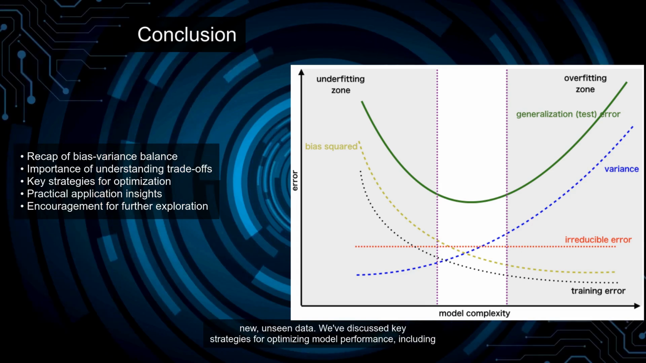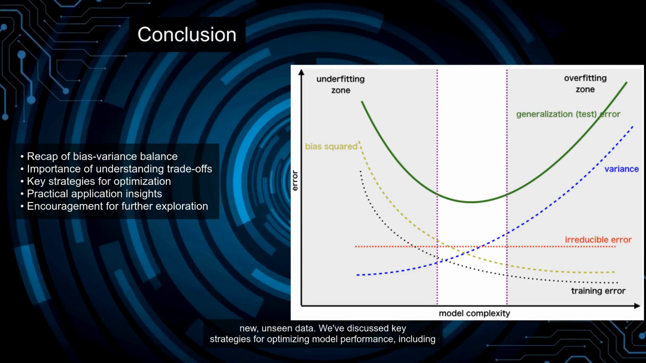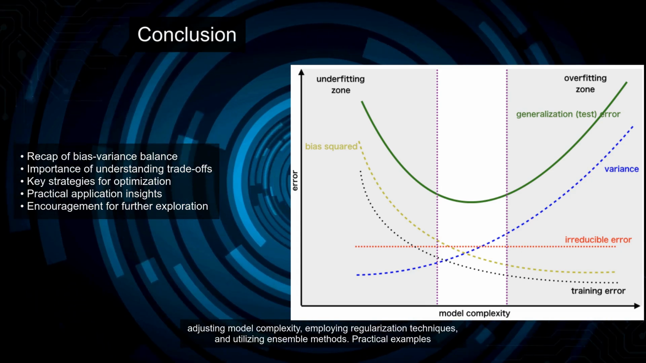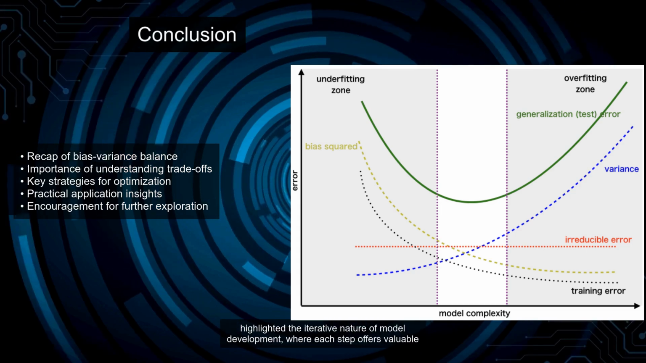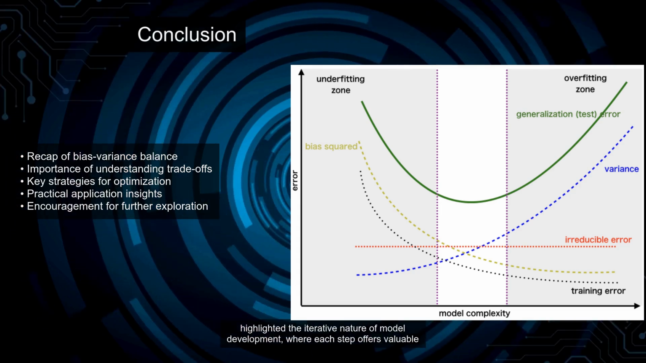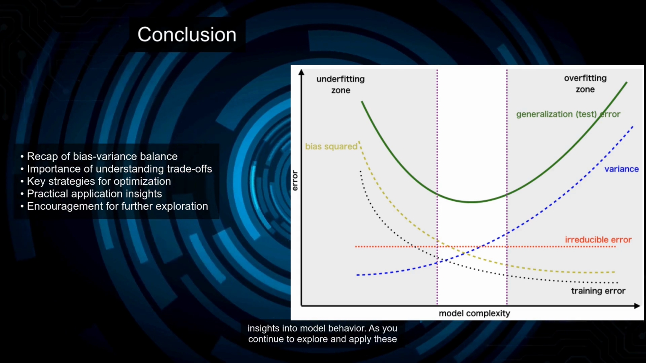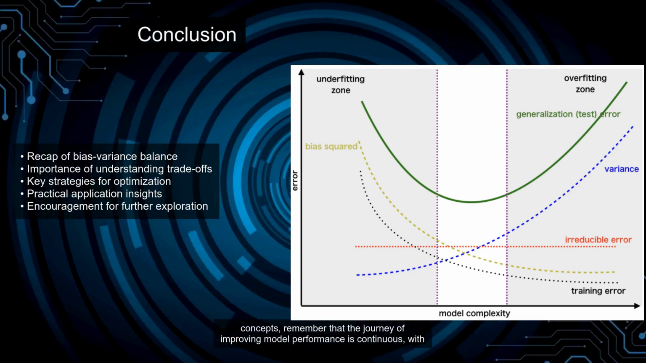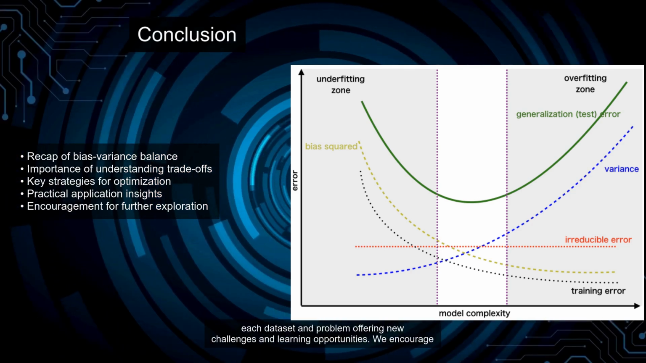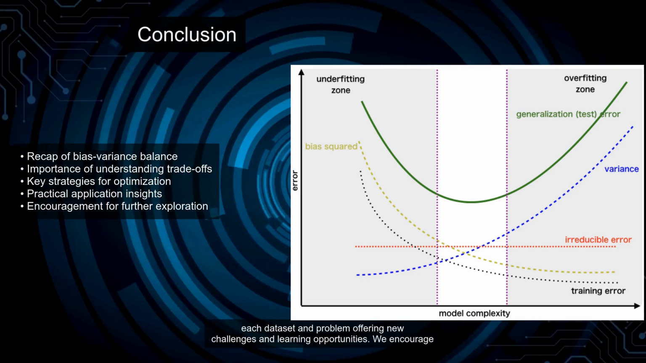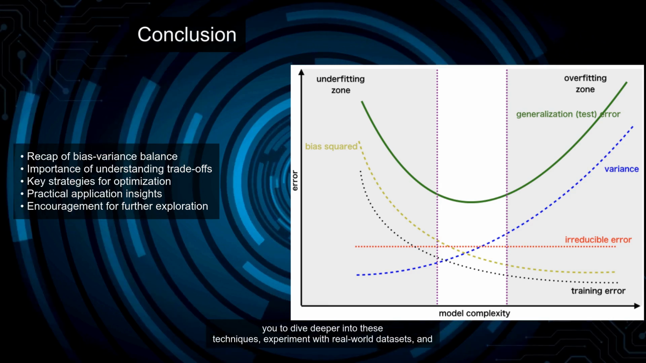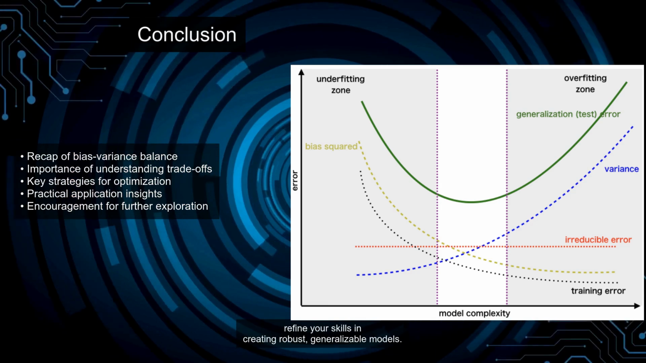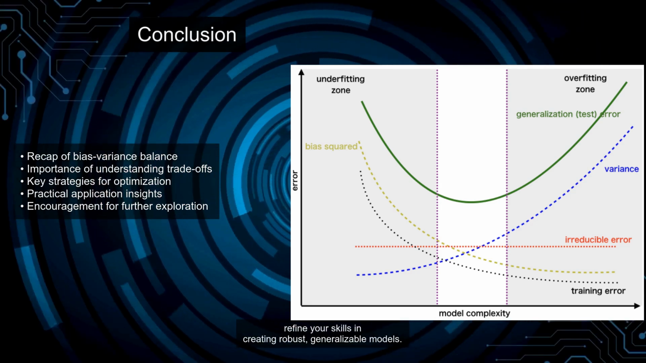We've discussed key strategies for optimizing model performance, including adjusting model complexity, employing regularization techniques, and utilizing ensemble methods. Practical examples highlighted the iterative nature of model development, where each step offers valuable insights into model behavior. As you continue to explore and apply these concepts, remember that the journey of improving model performance is continuous, with each dataset and problem offering new challenges and learning opportunities. We encourage you to dive deeper into these techniques, experiment with real-world datasets, and refine your skills in creating robust, generalizable models.